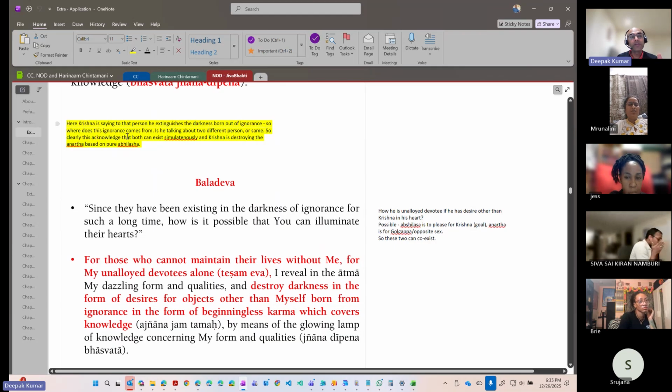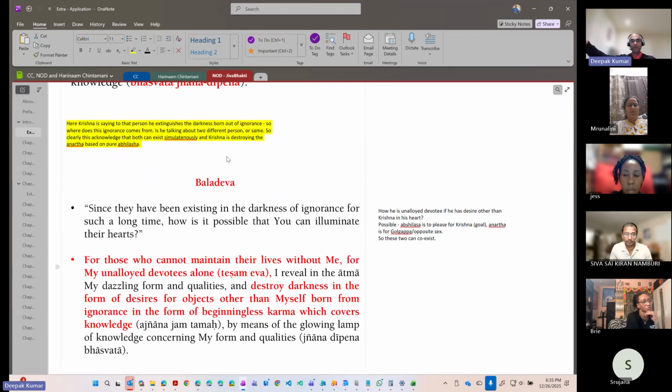So where does this ignorance come from? Is he talking about two different persons or the same? When Krishna says that I will take away the ignorance, he's talking about the same person, right? He's not talking about two different persons. It means that Krishna is acknowledging, by those verses we just read, Chatushloki, that I have the darkness in my heart.